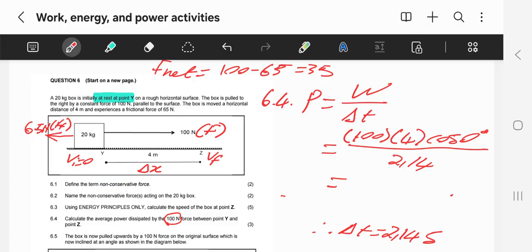Let's see, we will have 100 multiplied by 4 cos theta, which is 400, right? Just confirming with the calculator. Cos theta divided by 2.14, and the answer we get is 186.92 watts, which is equivalent to 187 that we got when we used another method. So that's how you deal with 6.4.